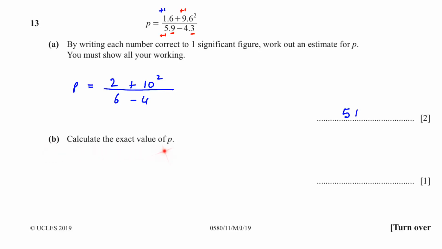Part B. Calculate the exact value of P. To find the exact value, you have to substitute in the calculator this whole equation the way it is written, without any rounding, and you will get the answer 58.6.